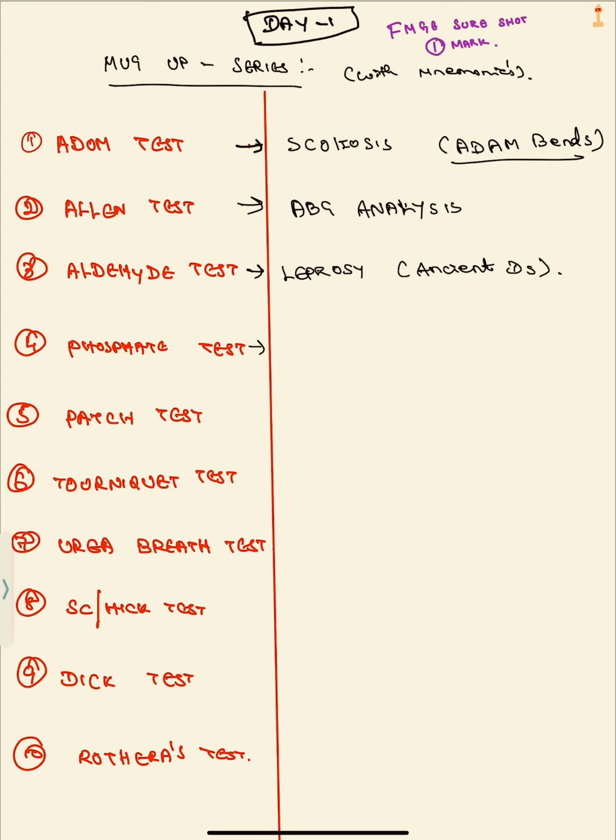Number 4, Paspec test. It is used to test the effectiveness of pasteurization. So it's for pasteurization. There will be a mnemonic also. Paspec is to check for pasteurization fate. Patch test. Patch test is for allergic reaction.